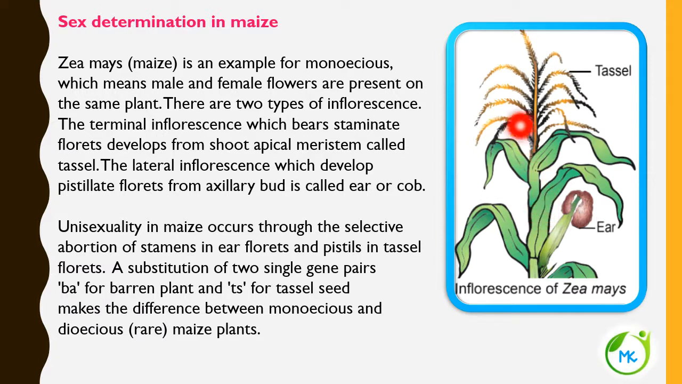So how are they producing unisexual flowers? There will be a selective abortion of stamens in the case of ear florets and abortion of pistils in the case of tassel florets. And a substitution of two single gene pairs, ba for barren plant and ts for tassel seed, makes the difference between monoecious and dioecious. Dioecious, that is, rarely the maize plants will have separate plants for male and female.